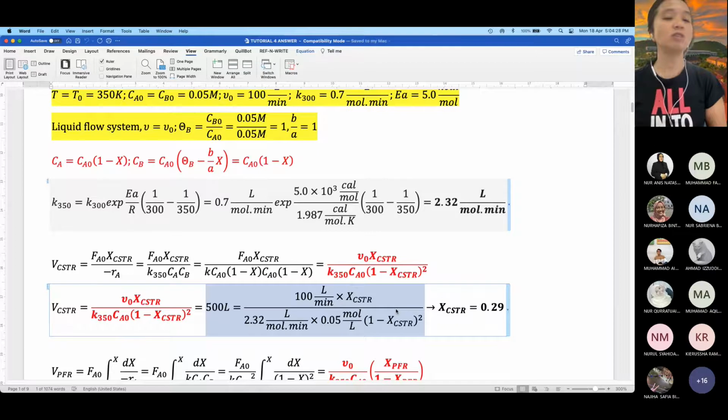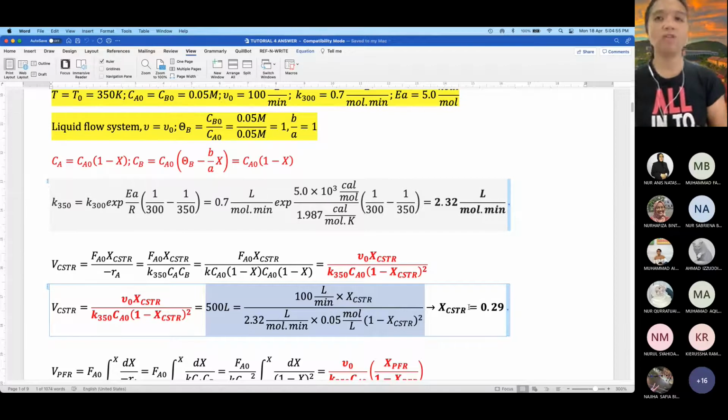So you know dalam maths, kalau quadratic mesti ada dua nilai X kan. So when you calculate, okay, either using calculator or manually, you will get one X more than 1, one X less than 1. Okay, so by theoretically disqualifying the X yang lebih daripada 1 sebab conversion tak mungkin more than 100%. So of course you will choose the one less than 1 which is 0.29.